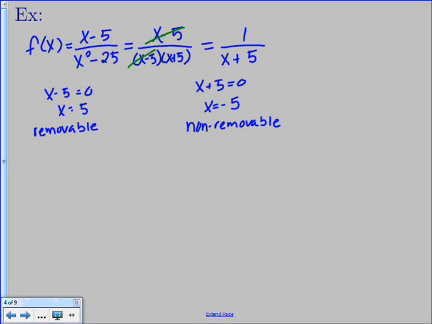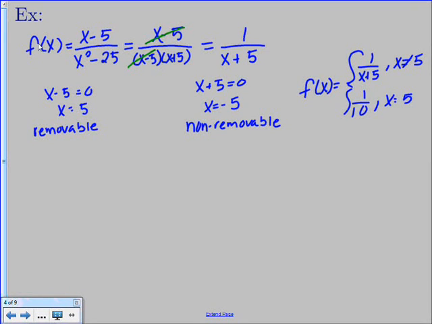So that's how you go about finding them. If you were asked to remove the removable discontinuity, you'd want to plug in the hole. So you'd want to redefine the function by using a piecewise function. So you'd want to write f of x is equal to 1 over x plus 5 when x does not equal 5, and 1 over 10 when x is equal to 5.